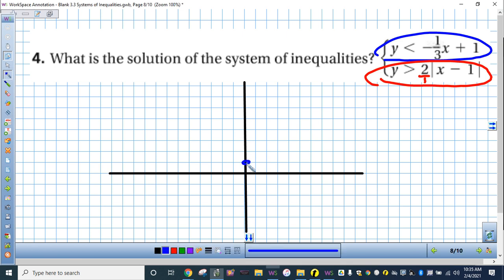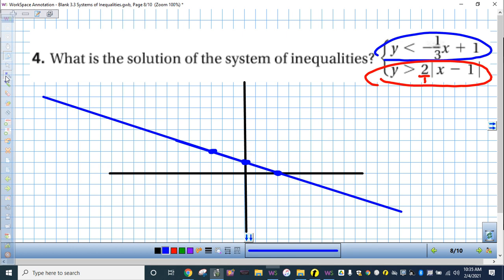So graphing that line, I start at +1 and I go down 1, right 3. And I go up 1, left 3 as well. Draw my line. And then with our absolute value graph, the -1 makes my vertex move to the right 1. And then, like I said, we're going to treat this like a slope, 2 over 1. So from there, I'm going to go up 2, right 1, and up 2, left 1.